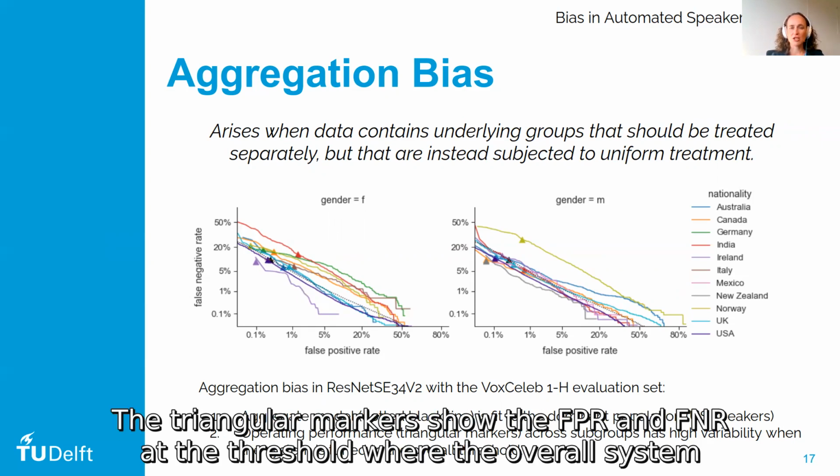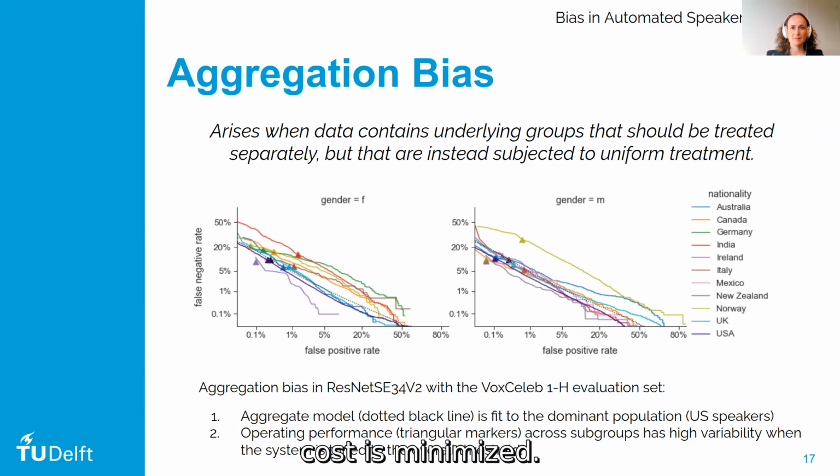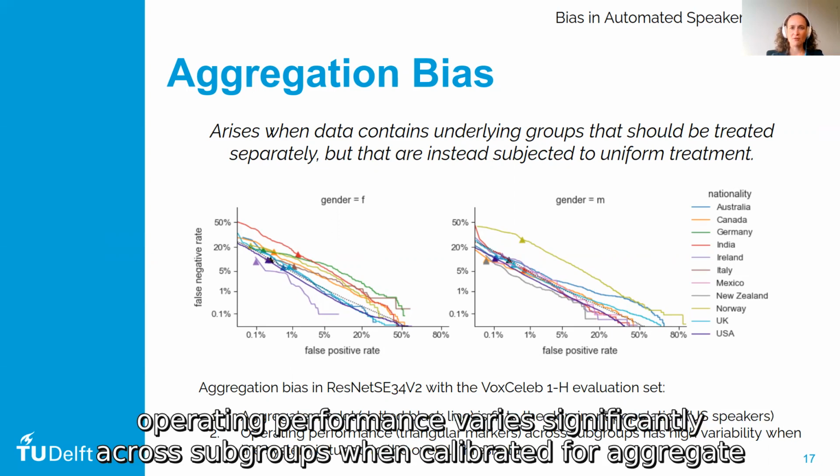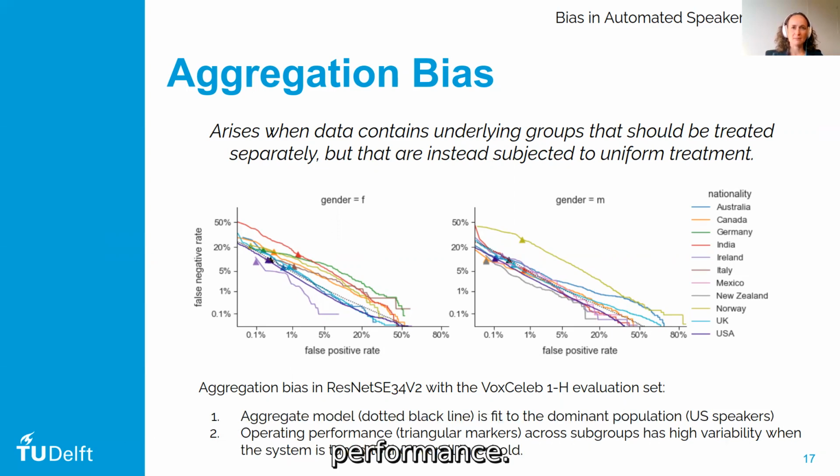The triangular markers show the false positive rate and false negative rate at the threshold where the overall system cost is minimized. The markers for male and female speaker subgroups are dispersed, which indicates that systems operating performance vary significantly across subgroups when calibrated for aggregate performance.